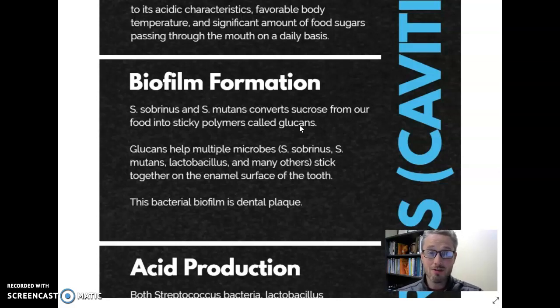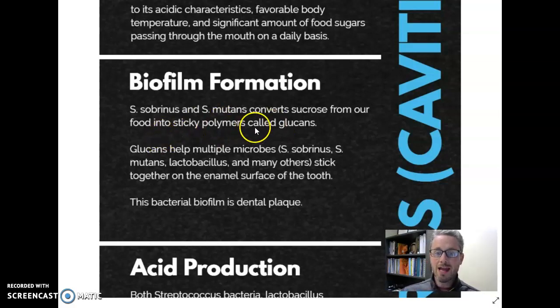The surface of our tooth is a really smooth environment. That enamel is a really hard place to stick. So this is a really key characteristic for these microbes, and why they're able to form this biofilm on your tooth and eventually cause cavities.